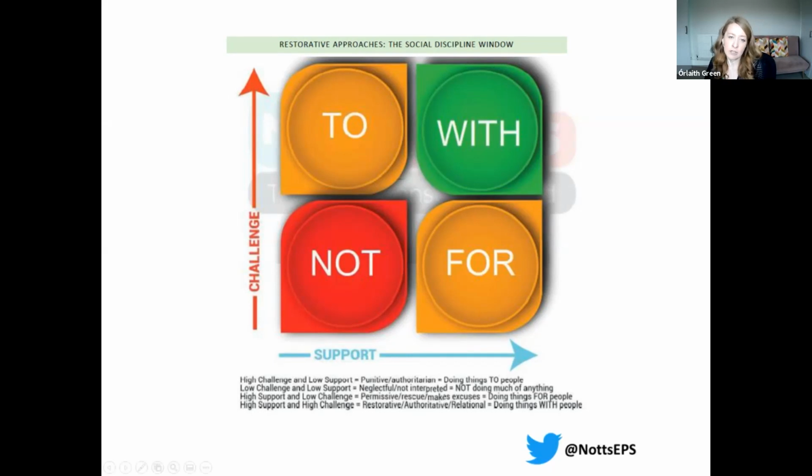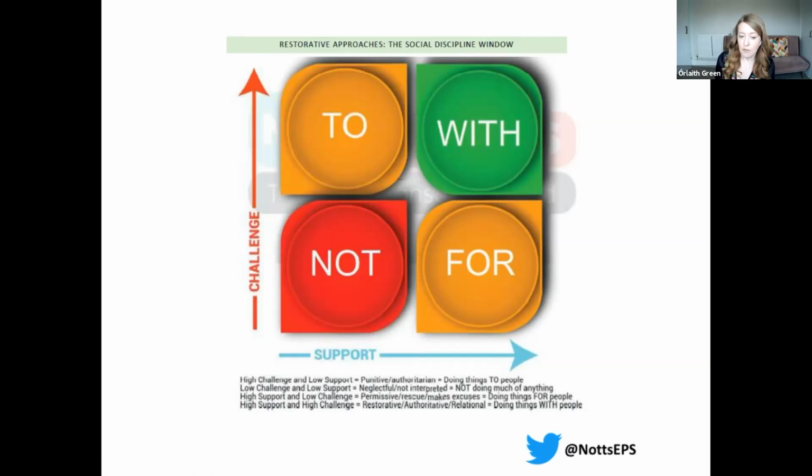So in terms of restorative approaches, some schools have talked to us about using the social discipline window. Understanding, and this is a key part of emotion coaching as well, the need to do things with children. This links to the idea of the need for consequences and limit setting. On the red axis, you'll see the level of challenge, and on the blue axis, the level of support. If we have high challenge and low support, this would be a punitive or authoritarian approach where we do things to people.